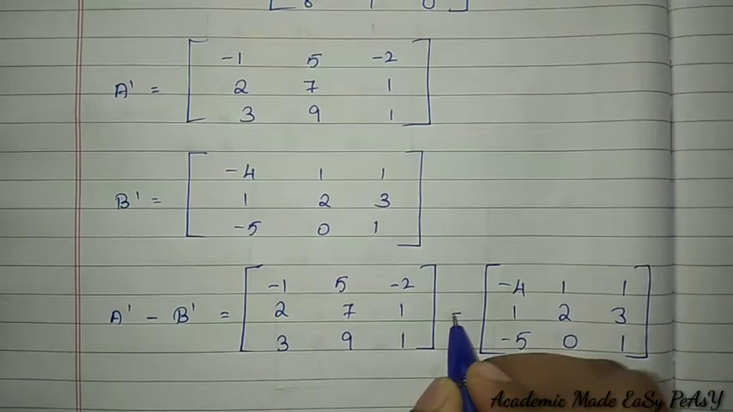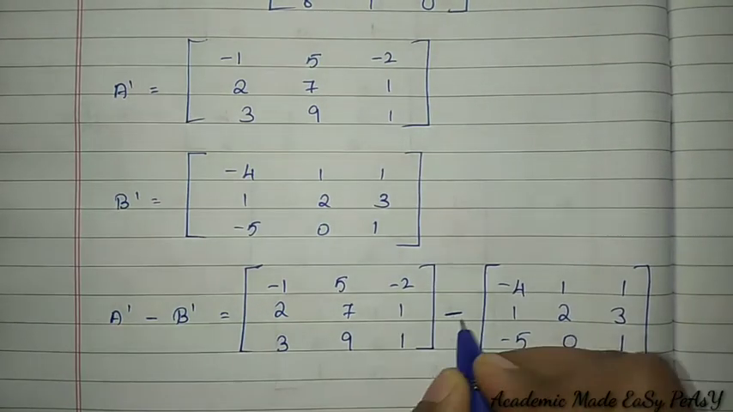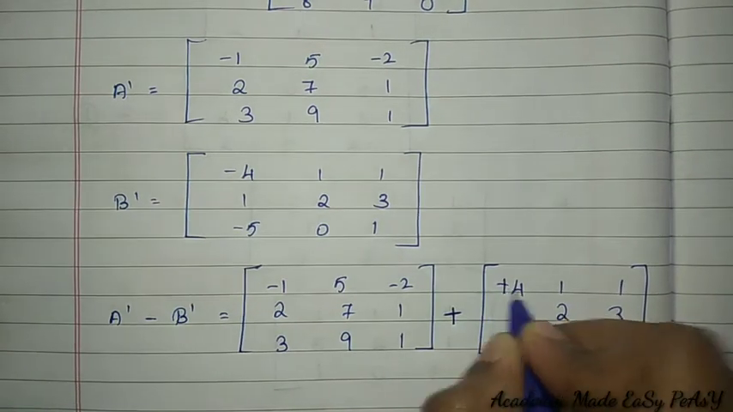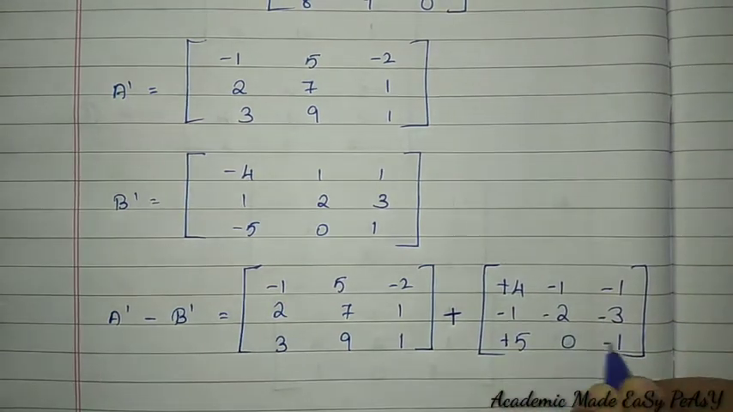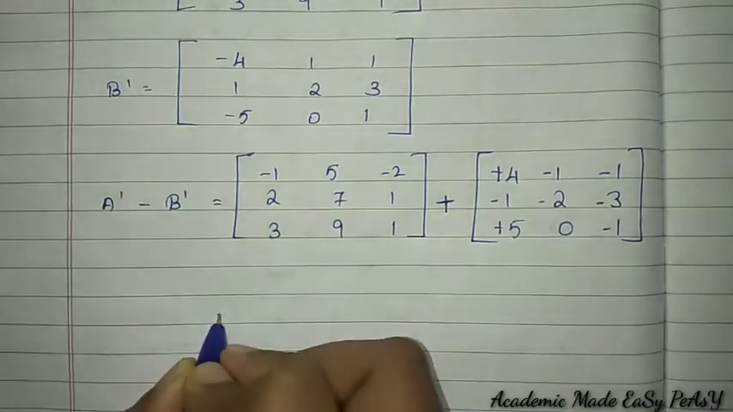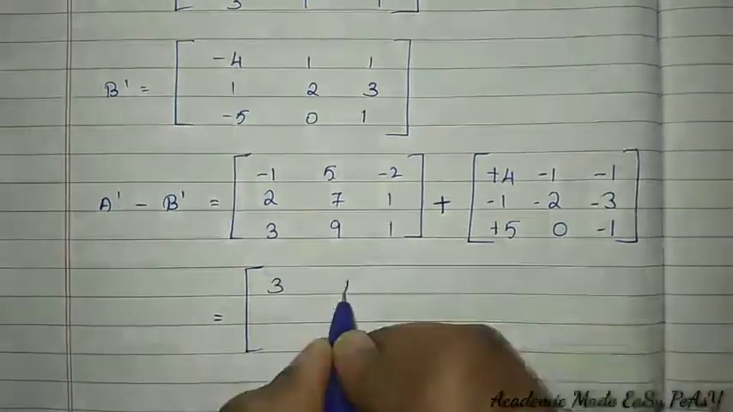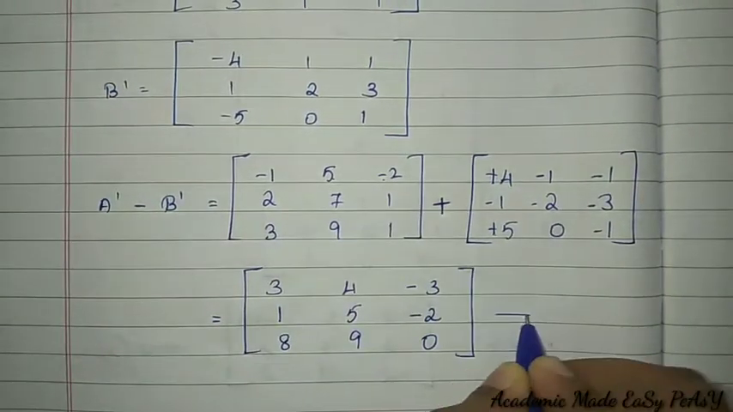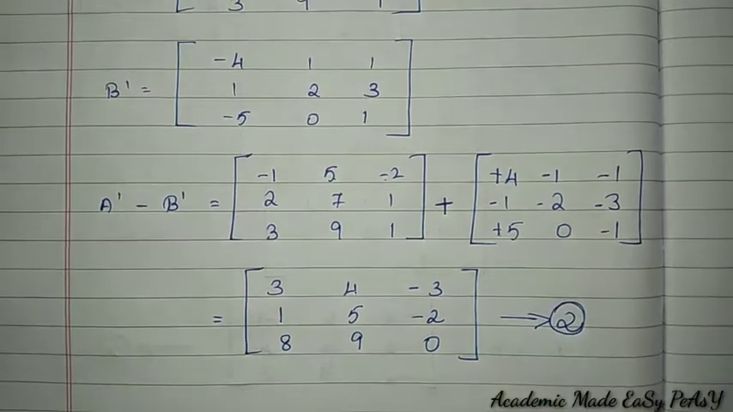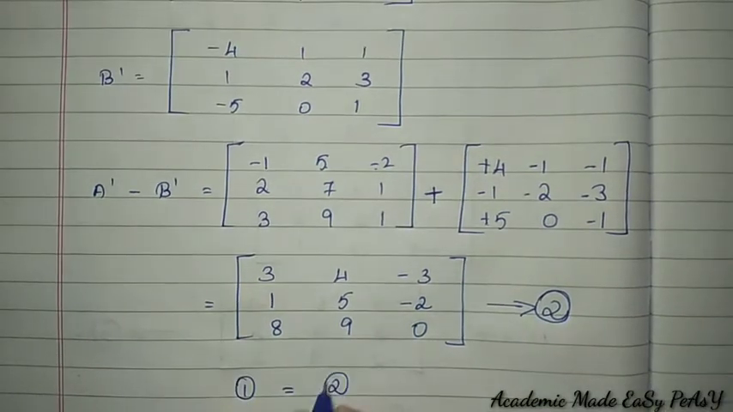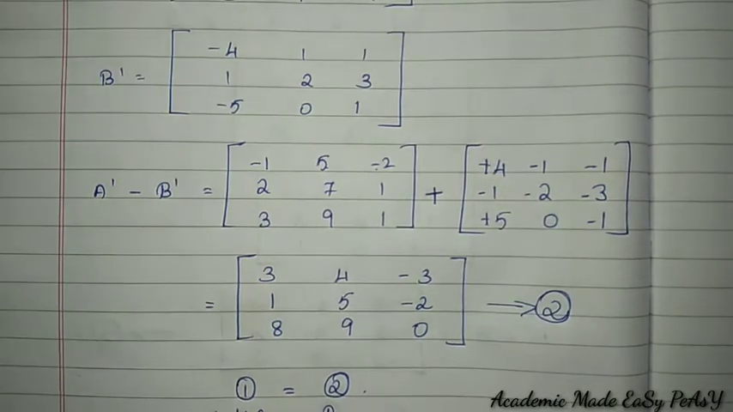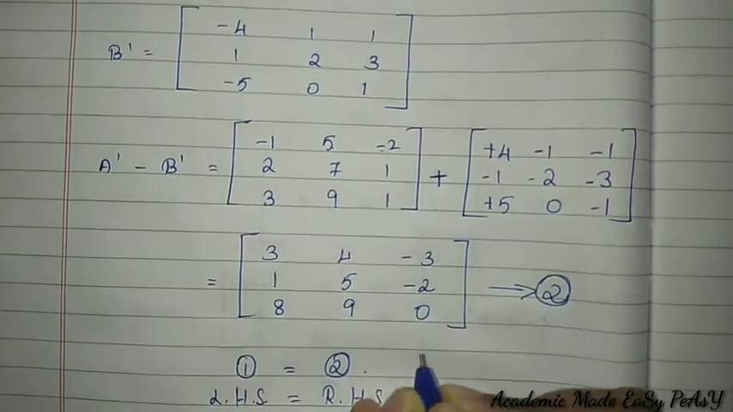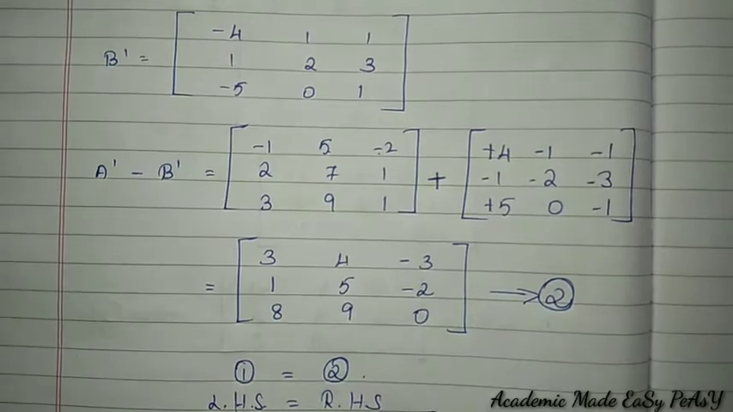Now, since here it is negative, I will be changing the sign. So positive, positive, negative, negative, negative, negative, negative, positive, negative. So now I can directly subtract 0. So therefore this is equation 2. Equation 1 is equal to equation 2. LHS is equal to RHS, hence verified.